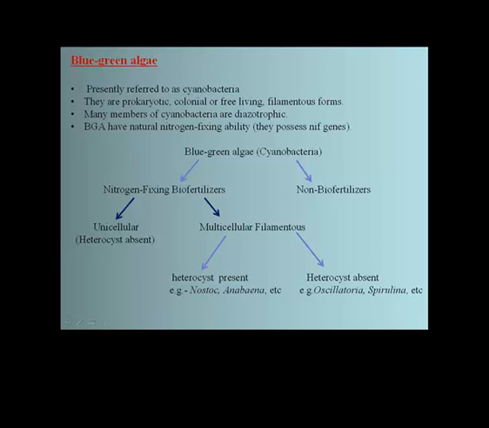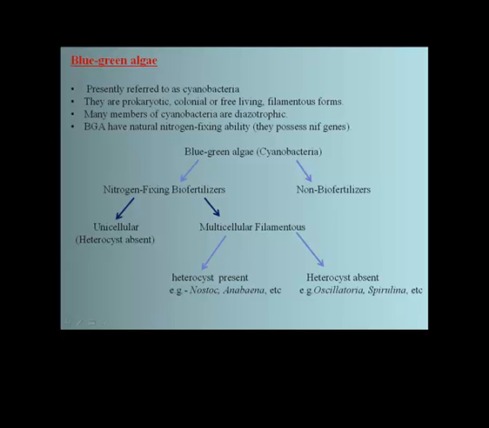Blue-green algae. They are presently referred to as cyanobacteria. They are prokaryotic, colonial or free-living, filamentous forms mostly found in moist soils or paddy fields. Many members of cyanobacteria are diazotrophic. A diazotroph is an organism that is able to grow without external sources of fixed nitrogen. BGA have natural nitrogen-fixing ability. They possess NIF genes. Blue-green algae, cyanobacteria, are of two types: nitrogen-fixing biofertilizers and non-biofertilizers.